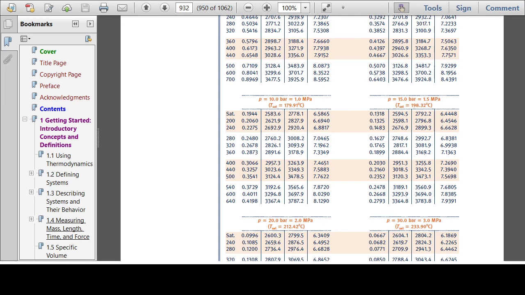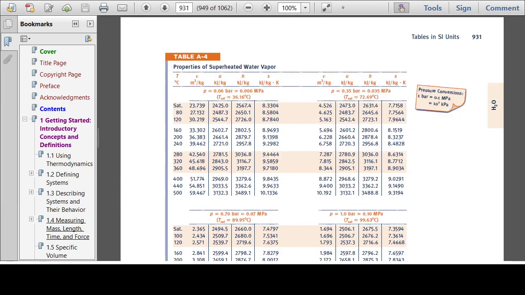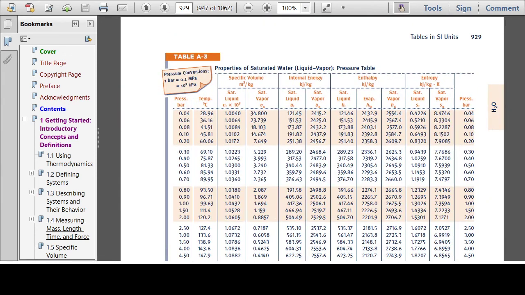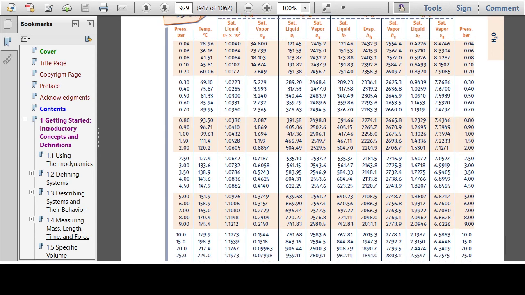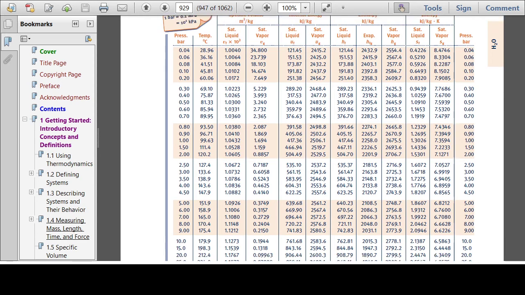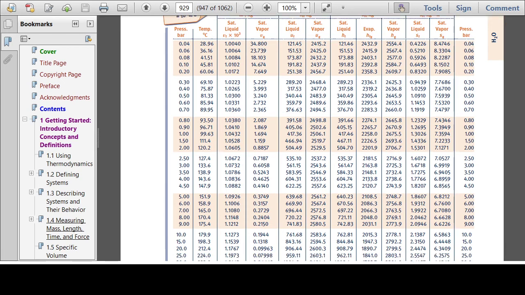So suppose right now I was going back from the compressed liquid to the superheated region and I stopped here. Suppose we don't stop here and we keep on going back. Now 10 bar, this is table A3, the mixed vapor region. If we look at 10 bar, the corresponding temperature is 179.9.